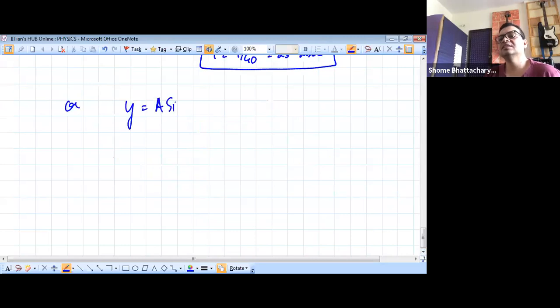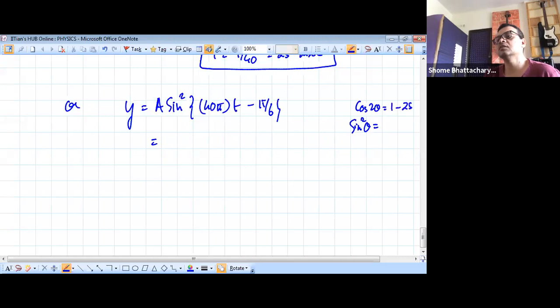If y is A sine square (40 pi t minus 5 by 6), I can also write this because of the sine square, so I can flip the signs. Sine square theta can be written as, cos 2 theta is 1 minus 2 sine square theta. So sine square theta is 1 minus cos 2 theta by 2. It can be written as A by 2 into 1 minus cos of double of this. So that will become 80 pi t minus 5.